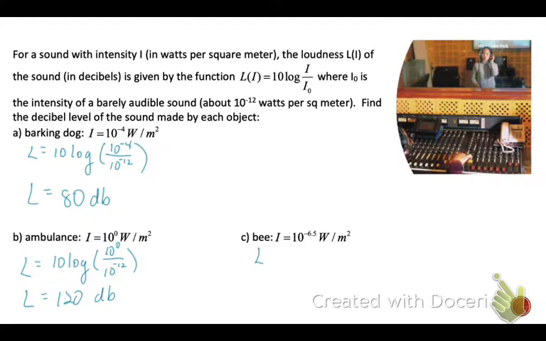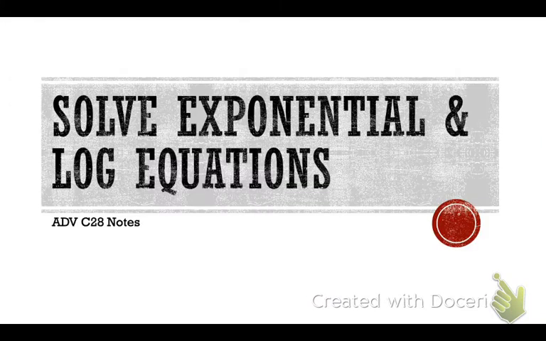So now let's look at C. Let's find the decibel level for a bee. So we would imagine that to be less than a dog and an ambulance. So we have L equals 10 times the log of 10 to the negative 6.5 over 10 to the negative 12. Put that on your calculator, and just remember in this formula, this is a base 10 log. So yes, we get about 55 decibels.